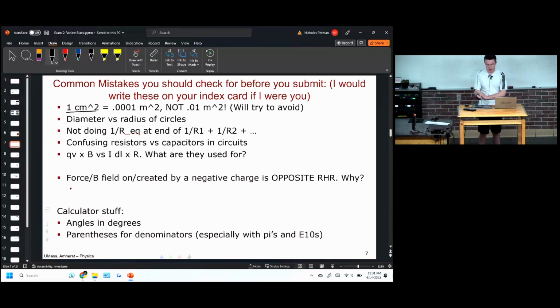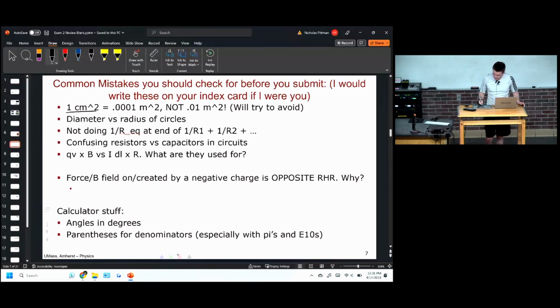just do remember this. Next thing, just pay attention if a question talks about the diameter or the radius of a circular plate or a wire. Again, it's not intentionally there to trick you, but sometimes questions use either, so before you submit the exam, just go through and check each question, just make sure you didn't make that mistake.